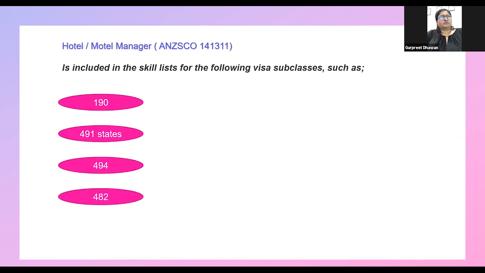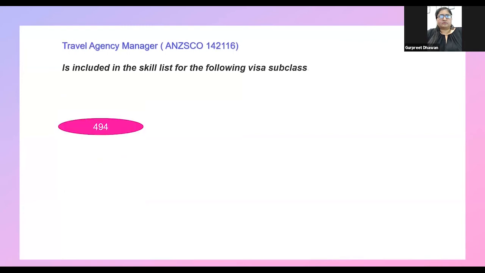For hotel motel manager, again, they have these 4 options: subclass 190, which is a state sponsored permanent visa; 491 state sponsored provisional visa, which can later on lead to the new 191 visa after fulfilling certain requirements. Subclass 494 employer sponsored regional visa, again, after meeting certain requirements, can lead to 191. 482, the employer short-term visa, may not eventually lead to the permanent visa.